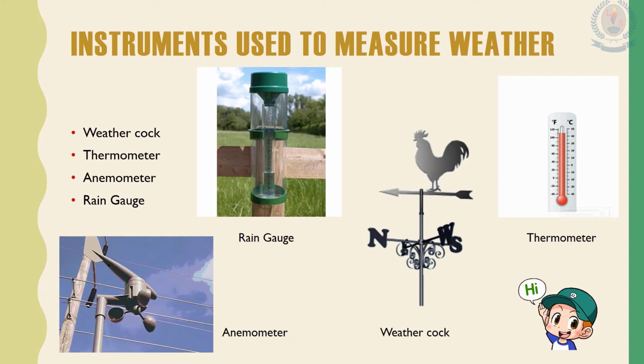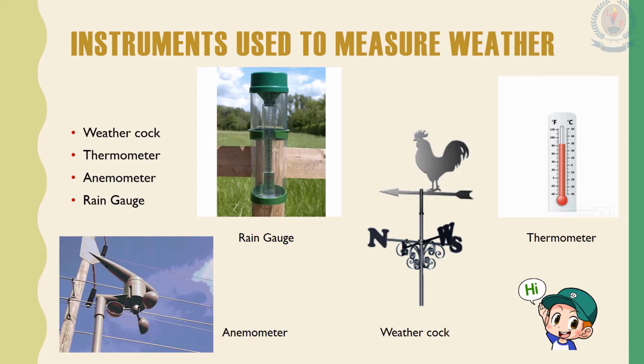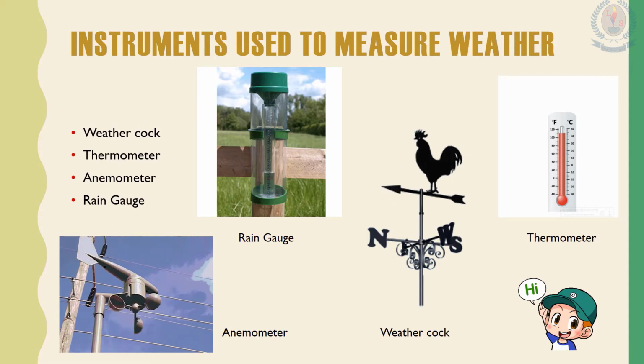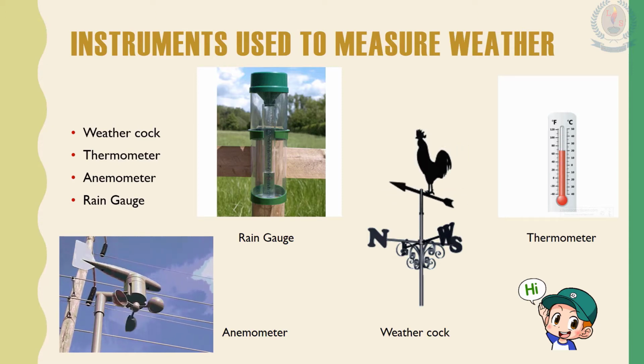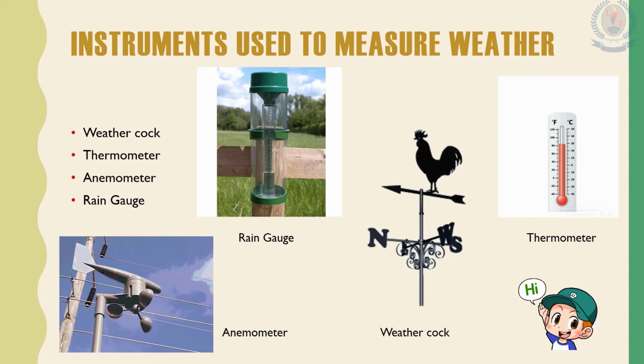Weathercock. A weathercock shows the direction and speed of the wind. It consists of two rods with the direction marked on them. These rods are fixed to a central trunk. A moving figure of a cock is fixed to the top of the trunk. The cock turns in the direction of the wind.